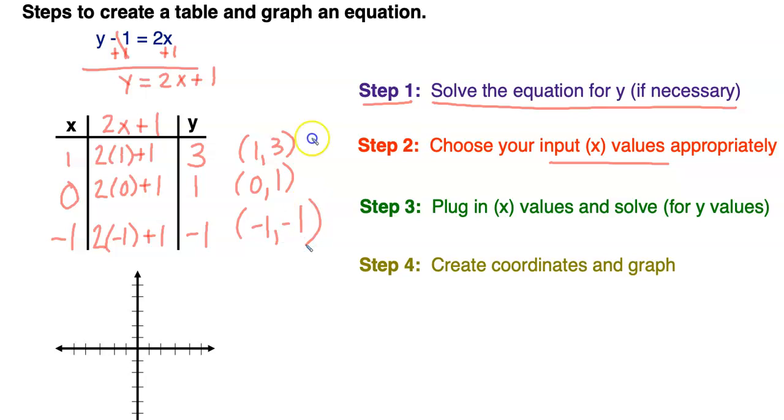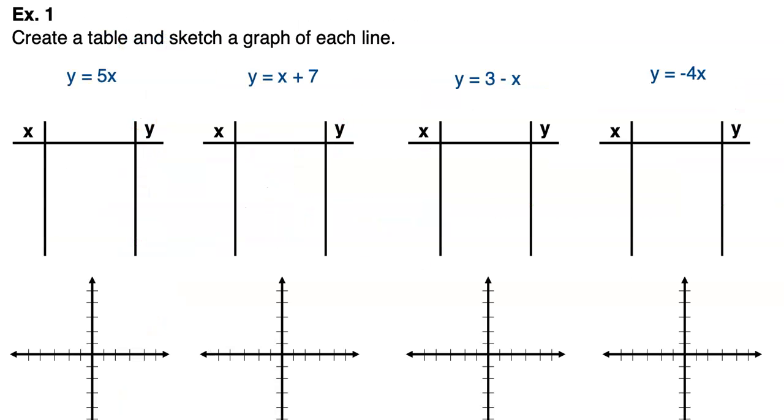Okay, so our first ordered pair here, 1, 3, would sit about right here. 0, 1 would be about right here, and then -1 about right here. And then we're going to connect those three. So we know it's a linear equation because it connects to form a straight line.